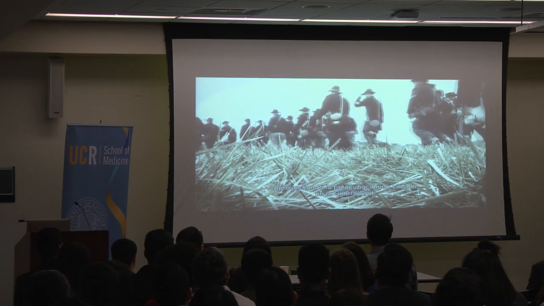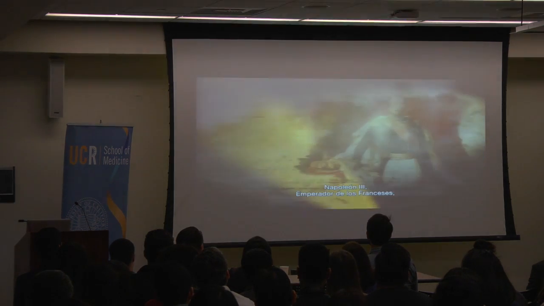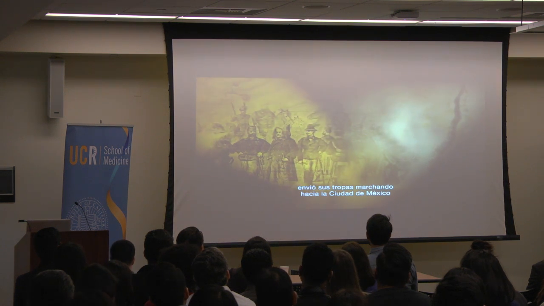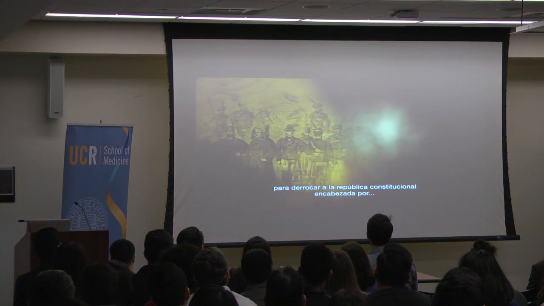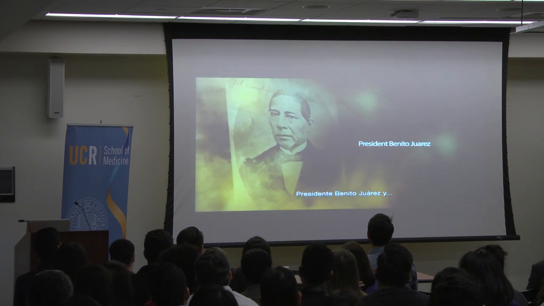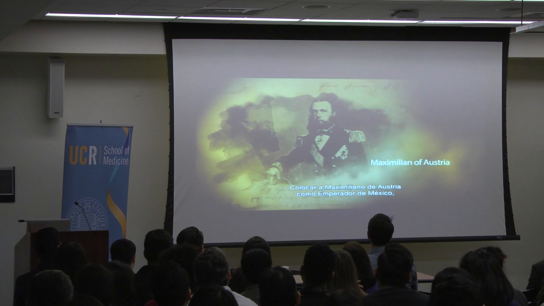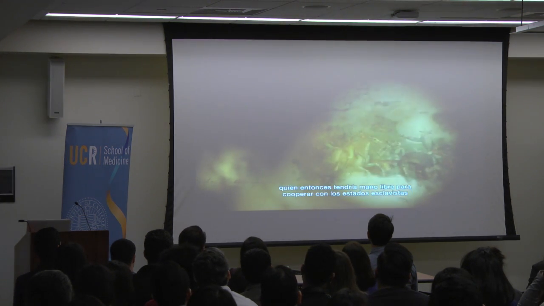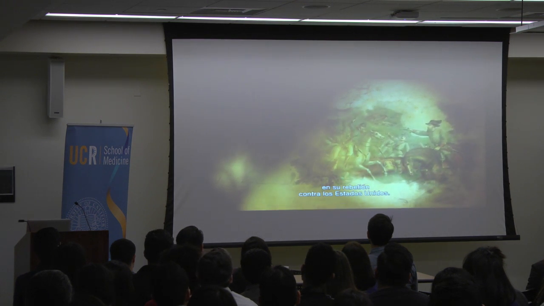Taking advantage of Lincoln's preoccupation with the Civil War, Napoleon III, Emperor of the French, sent his troops marching towards Mexico City to overthrow the constitutional republic headed by President Benito Juarez and install Maximilian of Austria as the Emperor of Mexico, who would then be free to cooperate with the slave states in the rebellion against the United States.